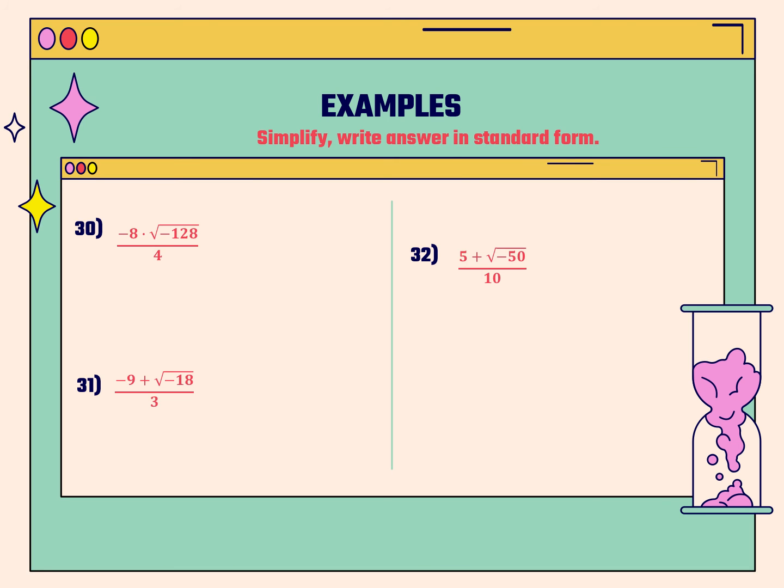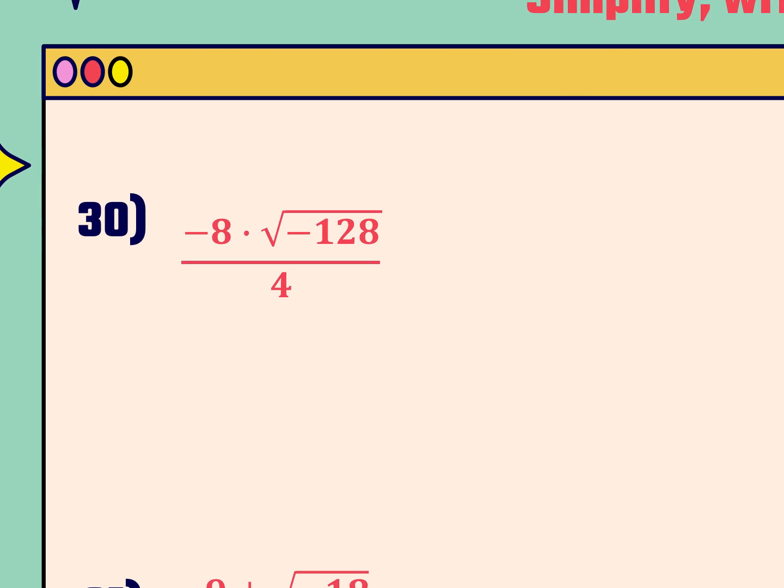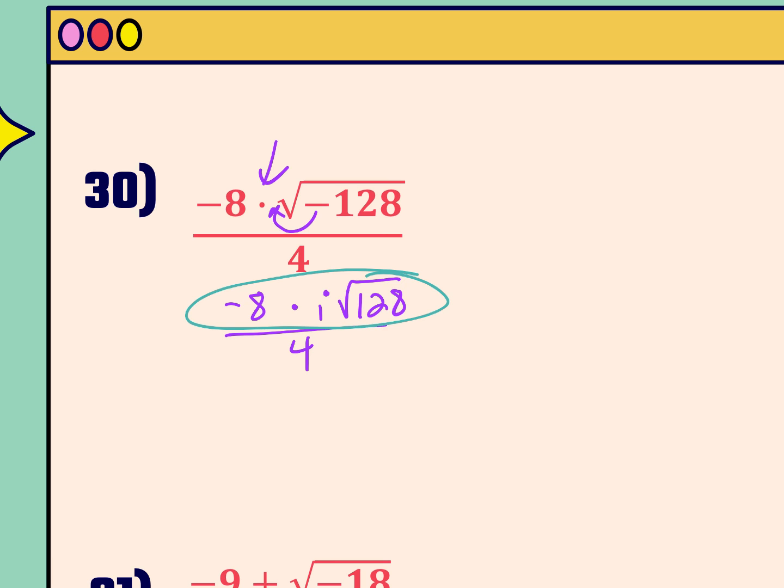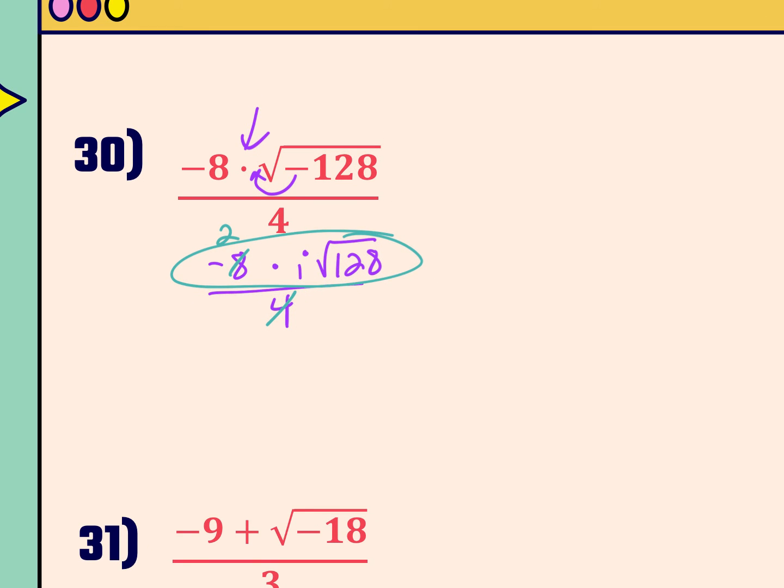Okay, a couple more examples we're going to do here, and then we'll save one for tomorrow. So 30, I'm going to take the negative out from underneath the square root of negative 128. So I got negative 8 times i square root 128 over 4. Now, because this is multiplication here, and this is all one term, I can divide the 4 into the 8 two times. So I can start with that already and do negative 2i square root 128.